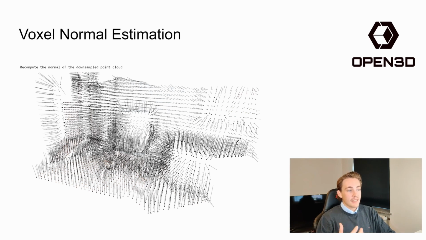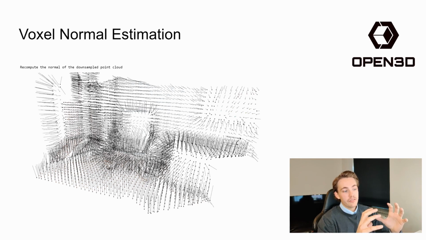So down here we can see an example of normal estimation on the downsampled point cloud with voxel downsampling. We can see all these different lines here, which are just the normals from the objects. This is the direction that those points are actually pointing in. And we can see here at the chair, a lot of the lines are pointing out towards us, and also at the wall here.